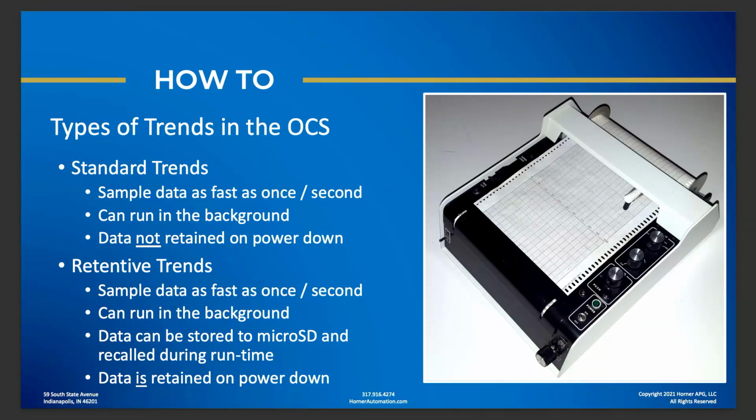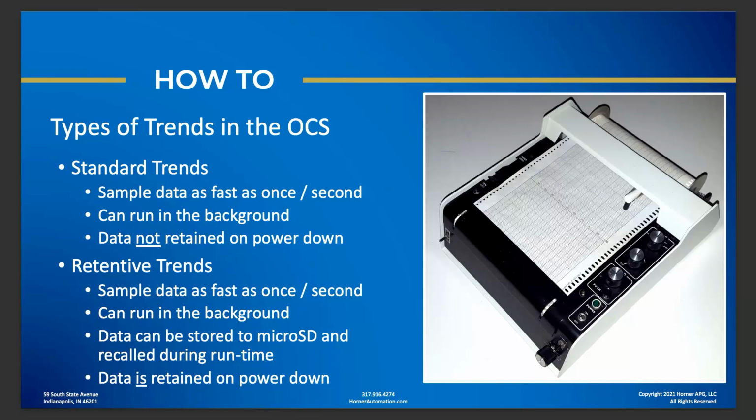So if you want a trend graph to always be trending data or sampling data every time the machine runs, regardless of whether the operator is looking at the trend graph or not, then using a standard trend, you can do that. So for instance, you could use the machine run contact as your enable for the trend, and then if that machine is running, then the trend is taking data. And then when the operator goes to look at that trend, the data will be there, because it will have been trending in the background.